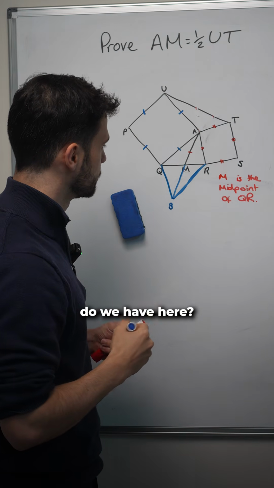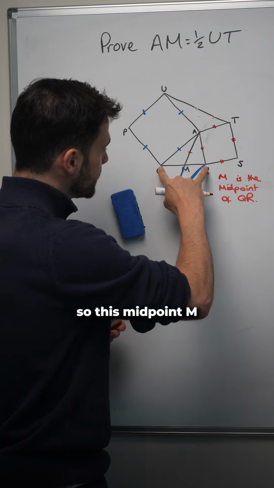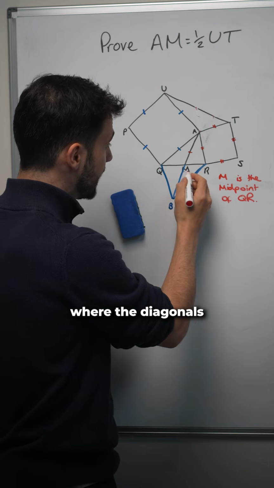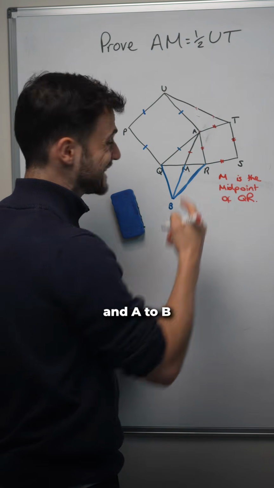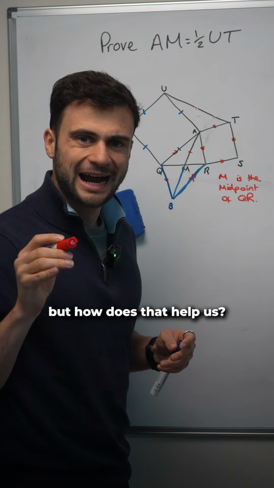And what shape do we have here? If you said a parallelogram, you are correct. So this midpoint, M, would be the midpoint of this whole parallelogram now, where the diagonals are Q to R and A to B. So these lines are parallel, and the same with these. But how does that help us?